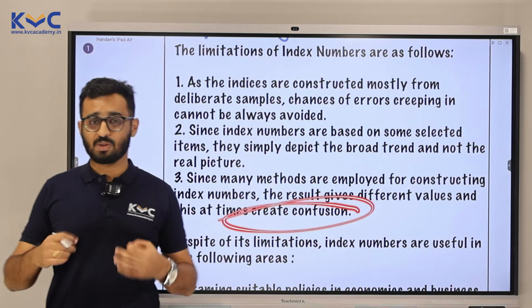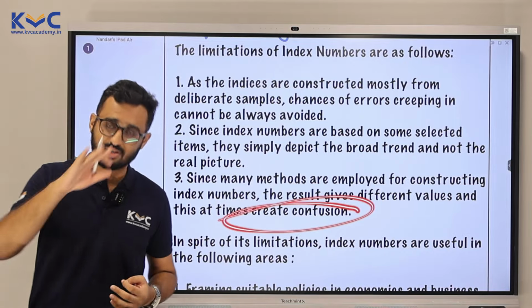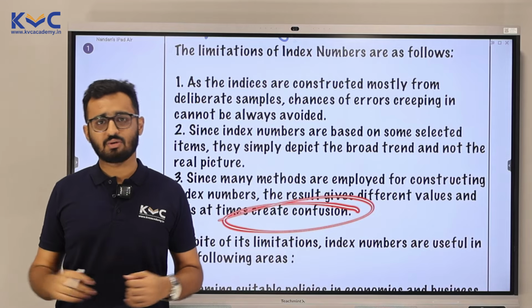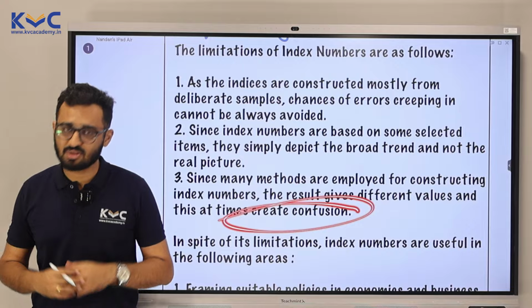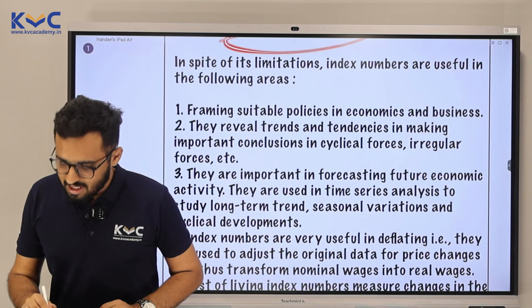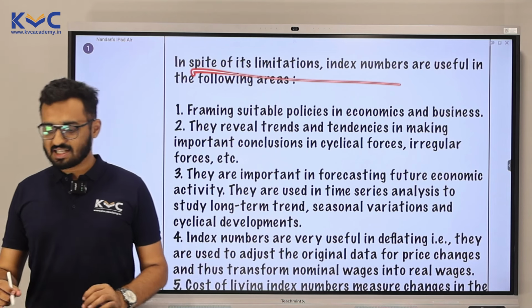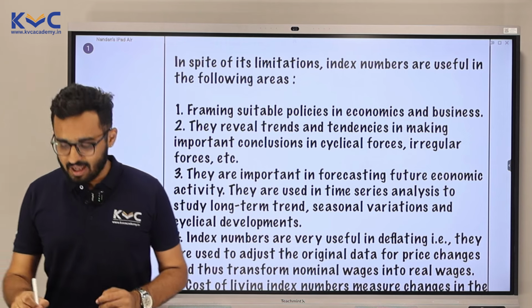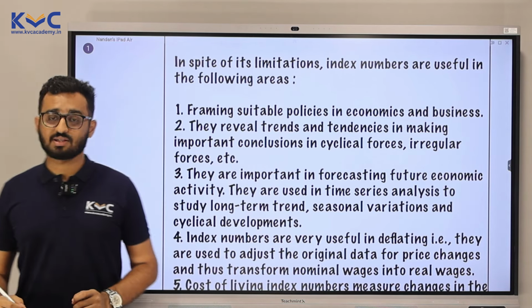You will have to be very specific about which formula was used and what assumption was made, otherwise the judgment or the conclusion that you arrive at would change. Understood? So these are some limitations of index numbers. In spite of its limitations, index numbers are useful in the following areas. What are those areas? Framing suitable policies in economics and business.